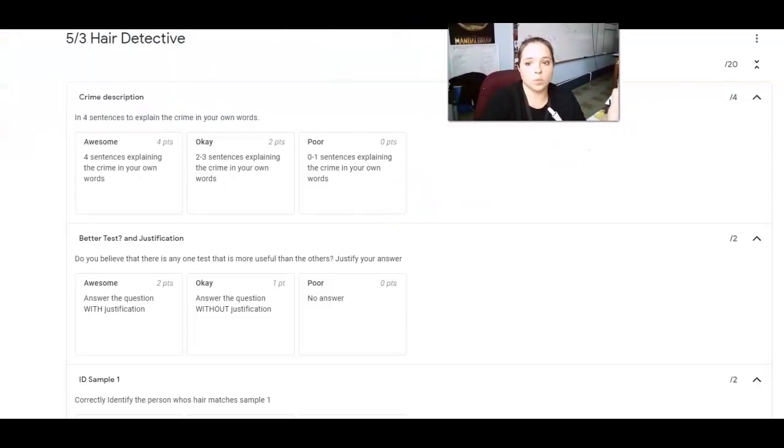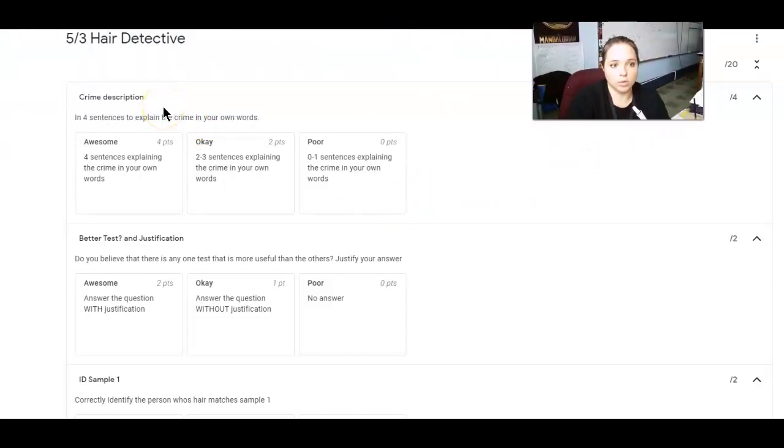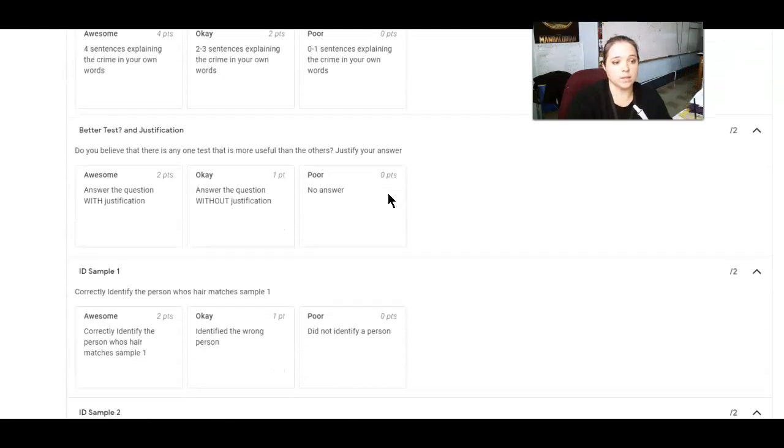The first thing that we're going to look at is the crime description. We'll get to that part when we get there, so you'll understand everything a little bit clearer. But what I'm looking for when you go to the crime description, you have to have at least 4 sentences, and it's got to be in your own words. What happened? You get 4 points if you do all 4 sentences explaining what the crime was. If you only do 2 to 3 sentences, you only get 2 points. If you do like 1 sentence, that gets you 0. So make sure you do the 4 sentences.